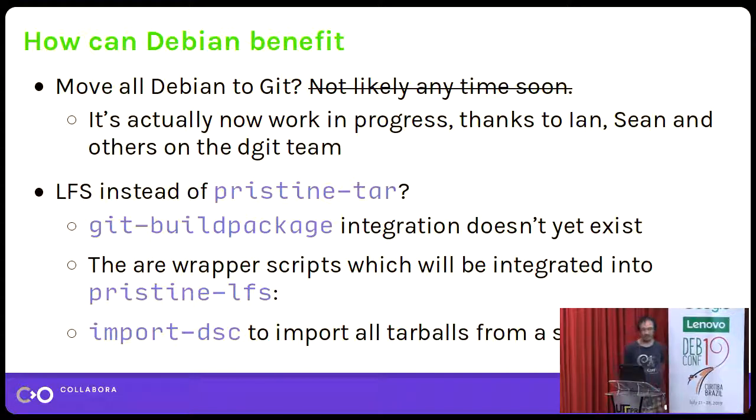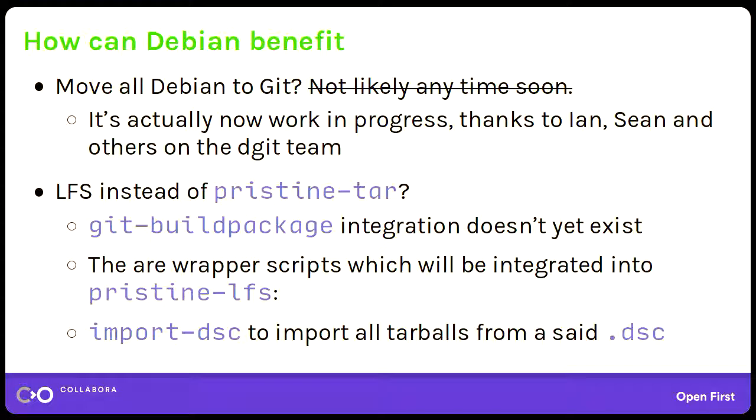And it's actually now work in progress. Sean and Ian from the Git team are working on a solution to allow pushing packages to Debian by pushing a tag and not using the Git. And if this work succeeds, we're going to have something like what we built in Apertis directly in Debian. But that work doesn't solve the issue with pristine tar, and I hope that LFS and pristine LFS might get some use in Debian, because we already have all of the necessary infrastructure.